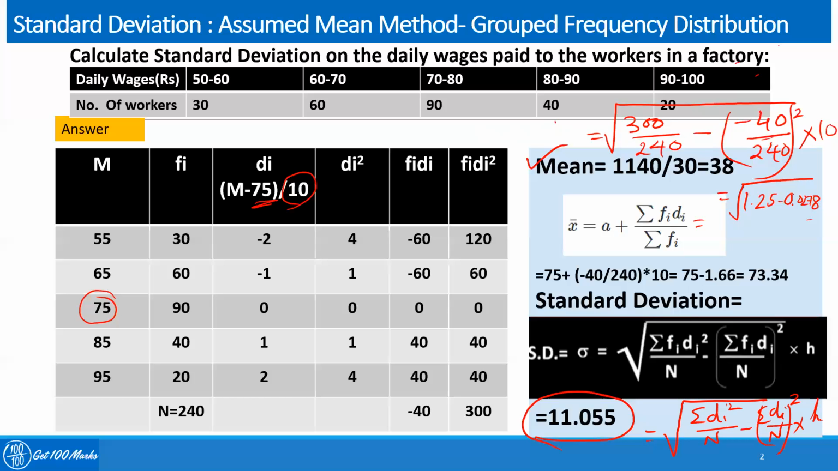In my next video, I'll be discussing the meaning of coefficient of variation and how it is applicable in business decisions. That's all.